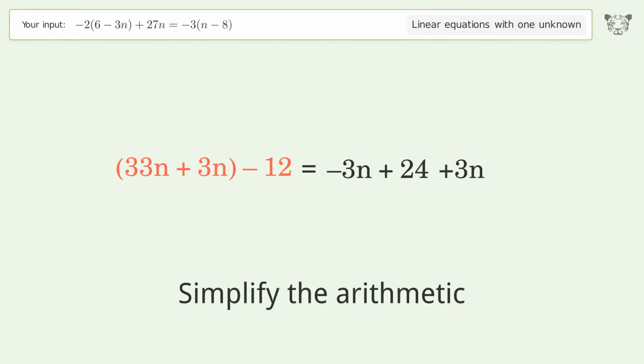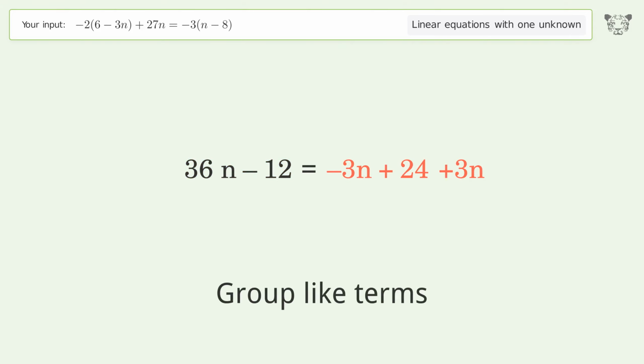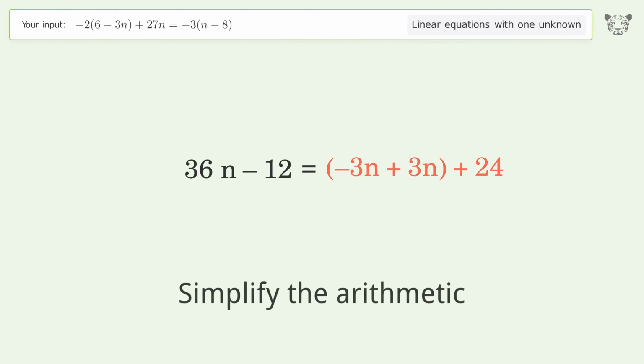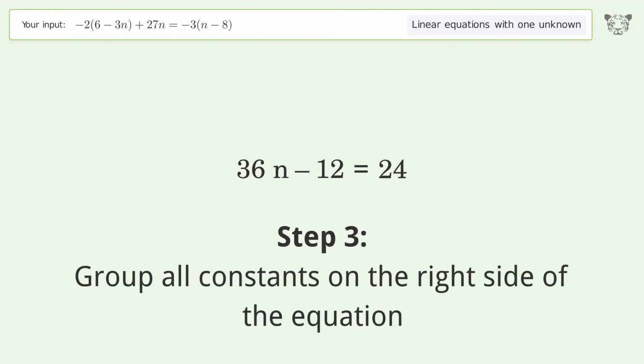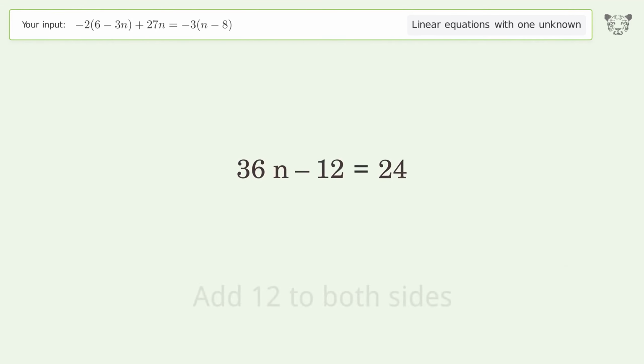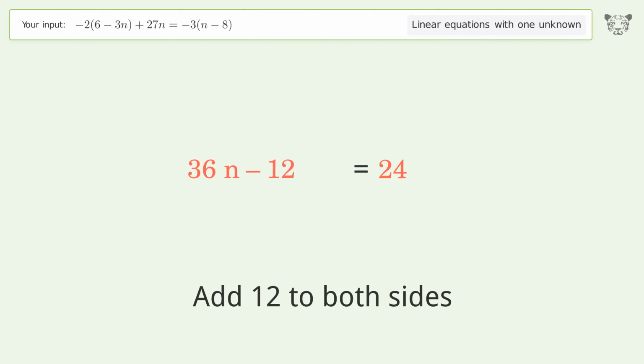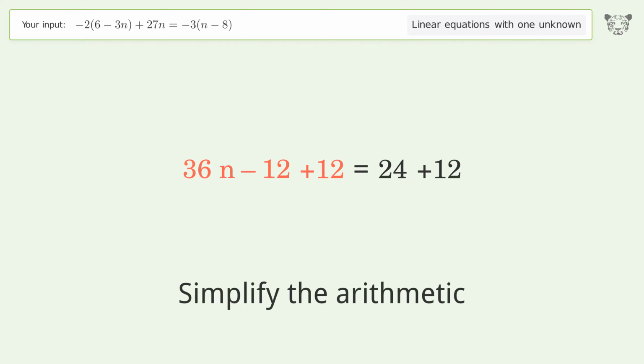Simplify the arithmetic. Group like terms. Simplify the arithmetic. Group all constants on the right side of the equation. Add 12 to both sides. Simplify the arithmetic.